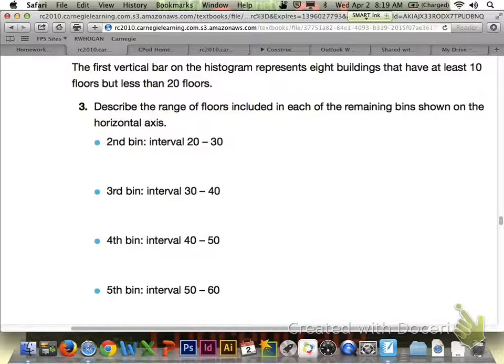Let's take a look at the next part of page 1039. It says the first vertical bar on the histogram represents 8 buildings that have at least 10 floors but less than 20 floors. So make sure that you take a look over at the histogram on page 1038 to understand that statement. Now if we take a look at number 3, it says describe the range of floors included in each of the remaining bins shown on the horizontal axis. So go ahead and look at those 4 bullet points with your group members and answer those now.